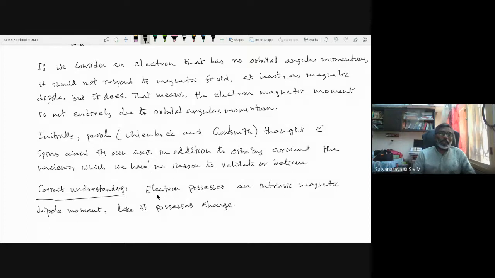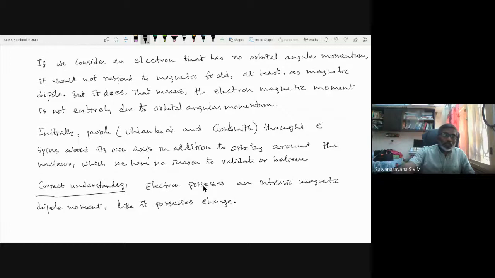So every electron is like a tiny bar magnet. It has its own magnetic dipole moment. And if you ask what the origin of this dipole moment is, there is no answer. The electron has an intrinsic dipole moment. So this seems to be the correct understanding.